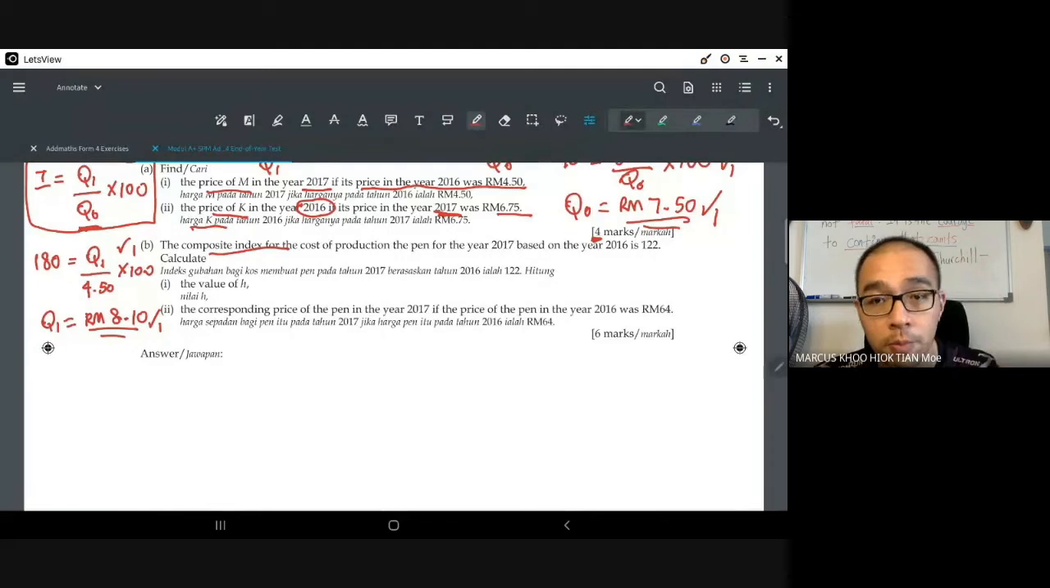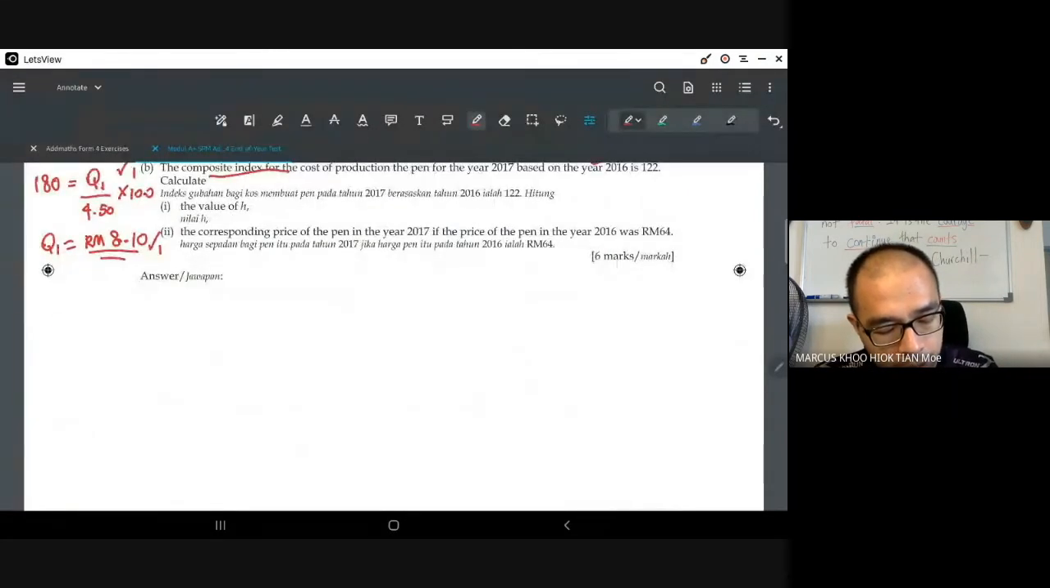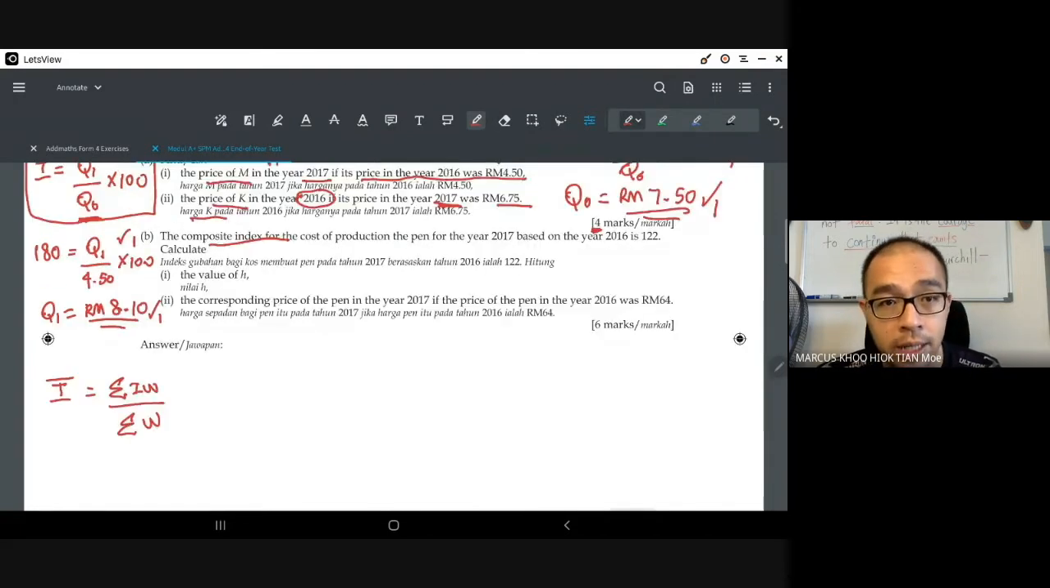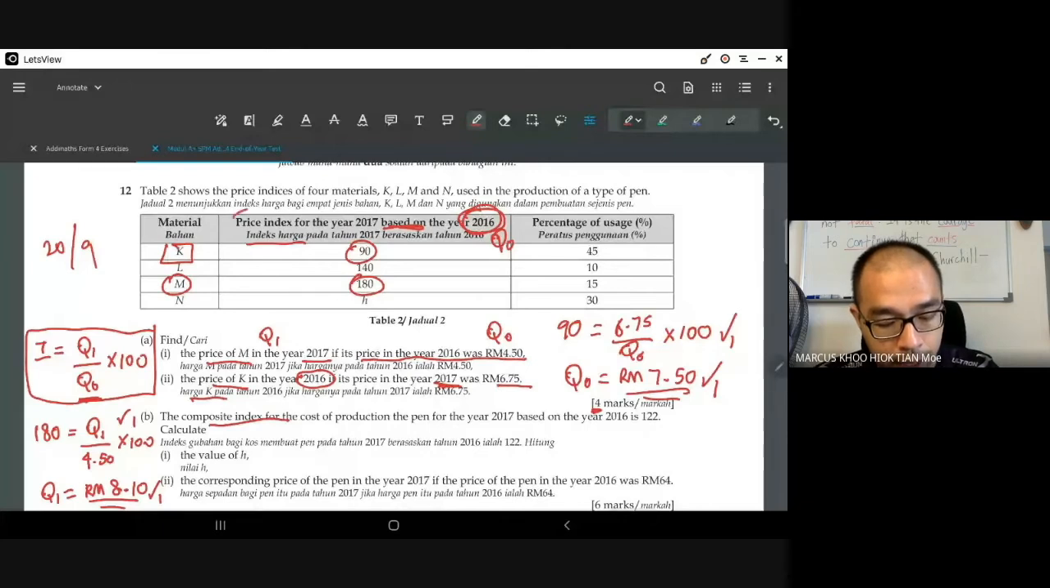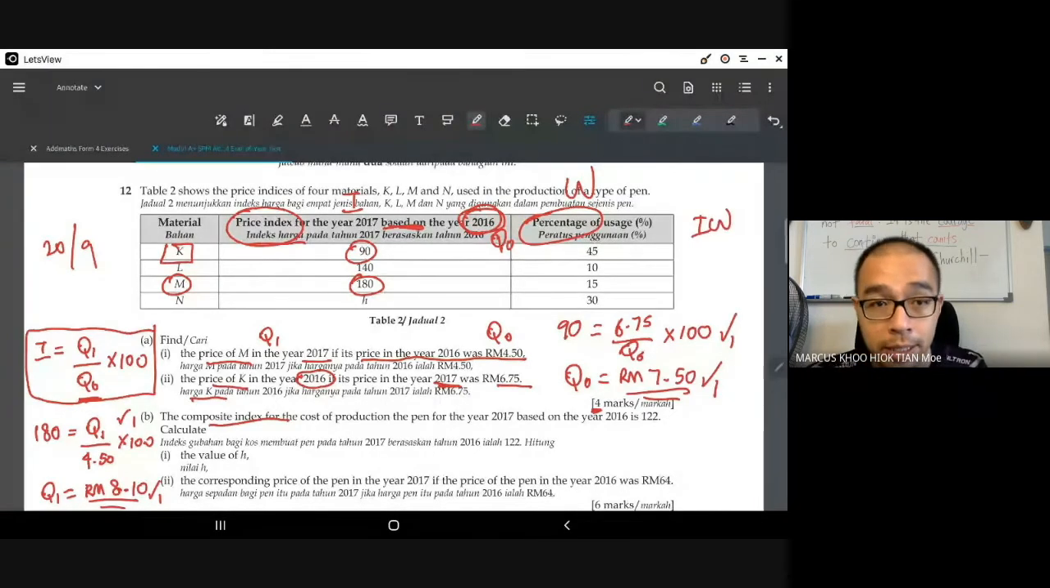Okay, question B, the composite index. Let's talk about composite index. Remember how we did composite index? The formula for composite index is the sum of I times W over the sum of W. But I taught you before that I is the price index. So this is I. Percentage means this is the W. So we want to find the multiplication of I times W first. Okay, so we always make a table.